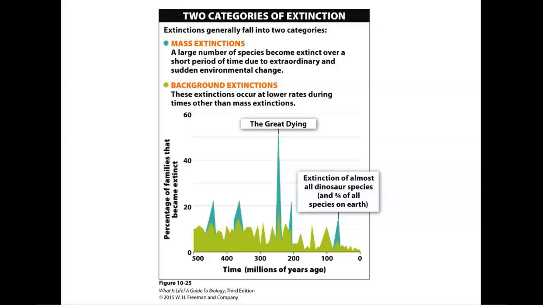Mass extinctions are rare events that result in the loss of a large number of species over a short period of time. They're attributed to volcanic eruptions causing global warming, oceanic anoxia and acidification, global cooling, glaciation events, or asteroid strikes. All of these different things can lead to mass extinctions.